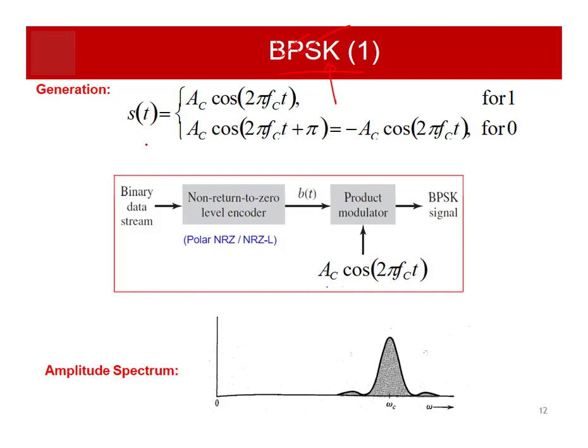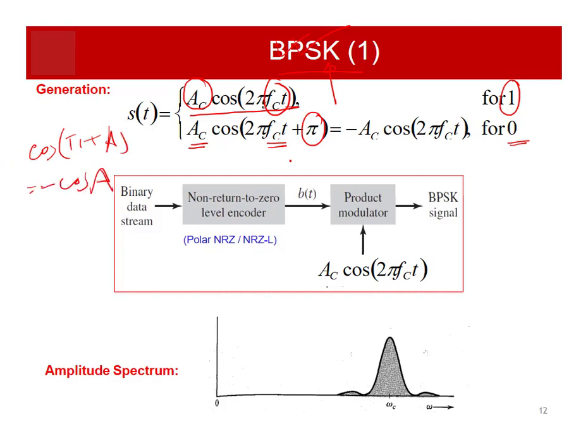In this case, we have two different phases. For 1, there is no phase shift, so the phase is 0, so it's just AC cos 2 pi fct. The carrier amplitude is AC and carrier frequency is FC. For 0, the carrier amplitude is AC, frequency is FC, which are similar to the previous one, but now we have a phase shift of pi. If you apply the trigonometric formula, cos(pi + A) is actually minus cos A, so it will become minus AC cos 2 pi fct.